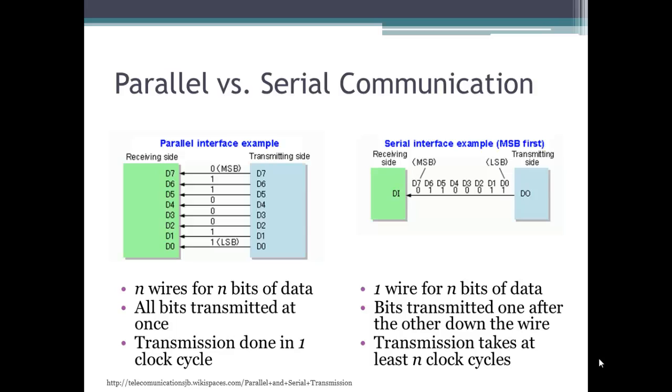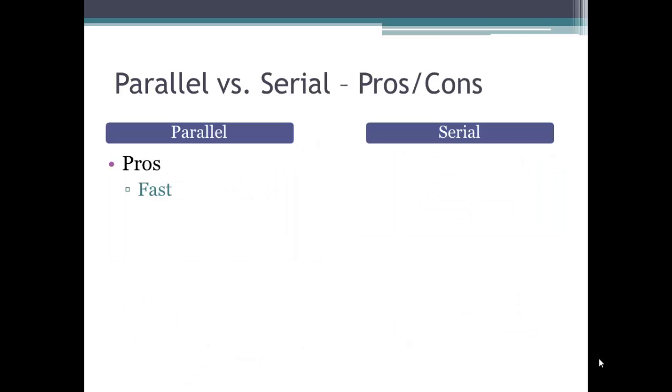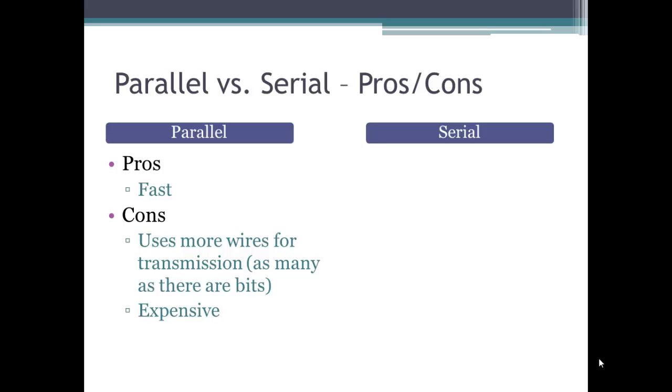So you can see that there are two very big differences with regard to transmission speed between parallel and serial communication. Clearly, one of the pros of parallel communication is that it's really fast. Unfortunately, that comes at an expense: it requires a lot more wires for transmission, at least as many as there are bits. And you may also need to provide a clocking signal between the devices so that they know when to read the data.